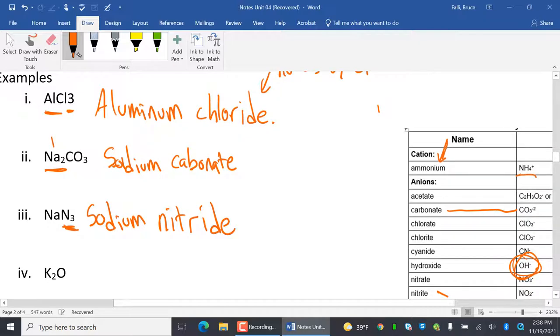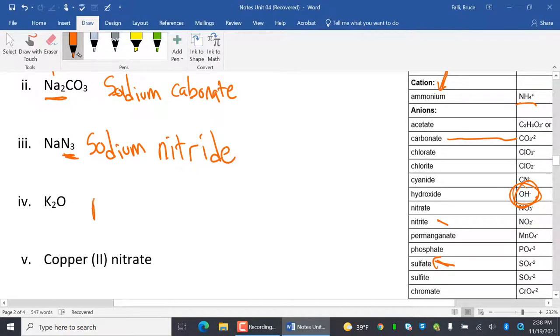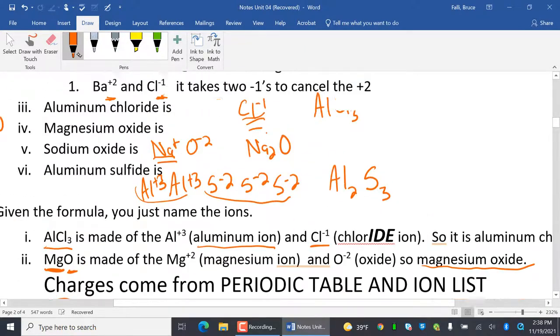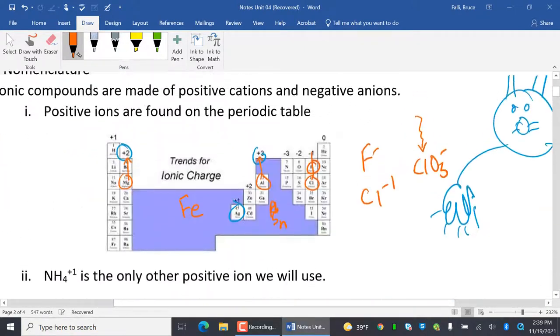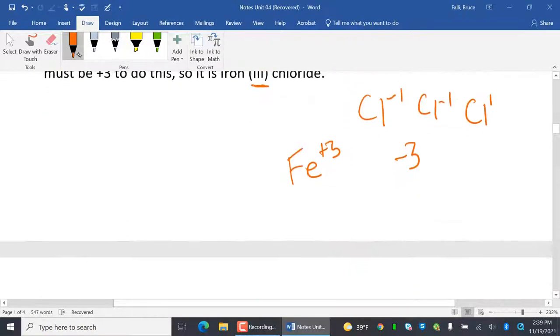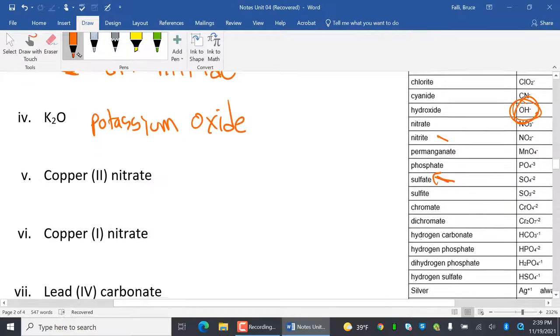K2O. K is potassium. P-O-T-A-S-S-I-U-M. Is potassium in that blue region where I need a Roman numeral? Nope. Potassium's always +1. So I don't need a Roman numeral. And then I just need to add O, oxide. Boom.